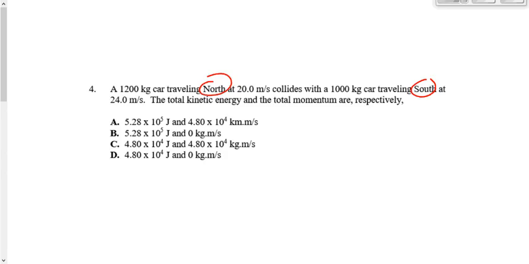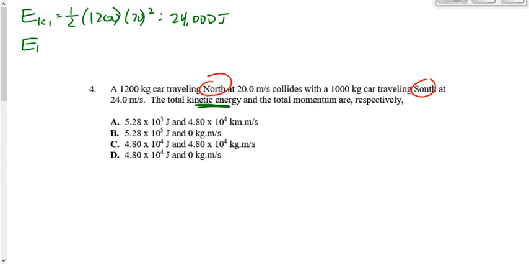All right, let's find the total kinetic energy, since that's what we're looking for first. Let's say EK1 is equal to 1/2 of 1,200 times 20 squared. 20 squared is 400 times 600 is 24,000. And the kinetic energy of object 2, I should say, EK2, is equal to 1/2 of 1,000 times 24 squared.